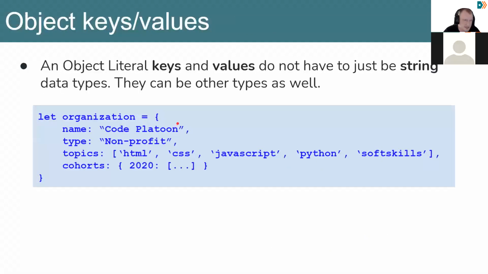So objects, keys, and values. An object literal's keys and values do not have to just be a string data type. They can be other types as well. So, a quick example of what else you can do. You'll notice that I gave four different keys in here.